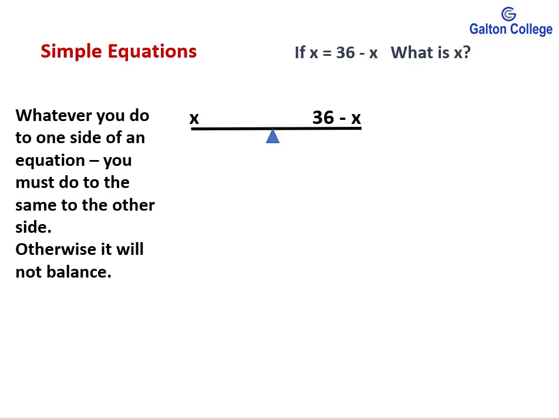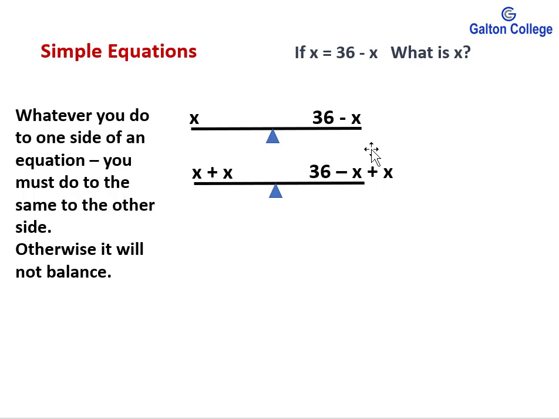So try to see it here as I've drawn it, as a balance, and we've got a fulcrum in the middle. I'll just put the cursor on the screen there. We've got a balance in the middle. On the right hand side we've got 36 minus x, and on the left hand side we've got x, and it's balanced. So that's an equation that's equal. Now we need to keep that balance, so whatever we do to one side here, we must do the same to the other side, otherwise it will tip up.